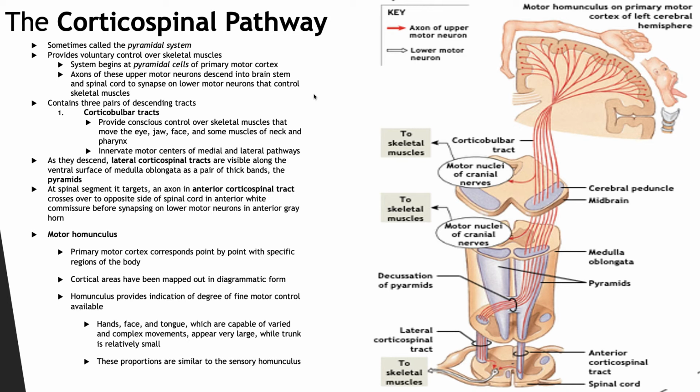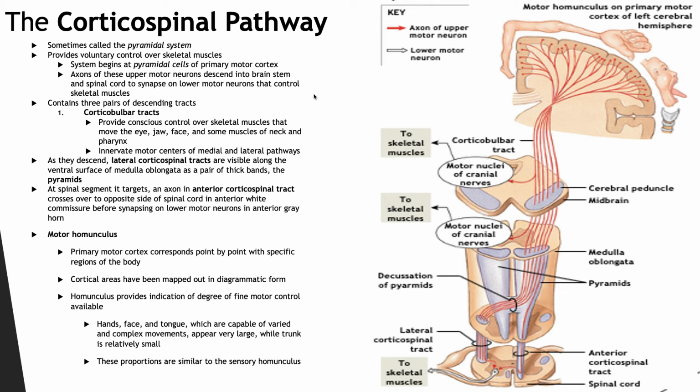A little bit more about the motor homunculus you see over here to the right. The activity of the pyramidal cells in a specific portion of the primary motor cortex results in the contraction of specific peripheral muscles. Which muscles are stimulated depends on the region of the motor cortex that's active. As in the primary sensory cortex, the primary motor cortex corresponds point by point with specific regions of the body. And the cortical areas have been mapped out and diagrammed here on the right, creating a motor homunculus.